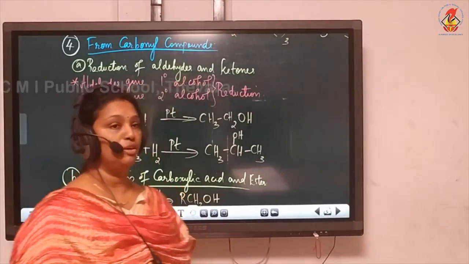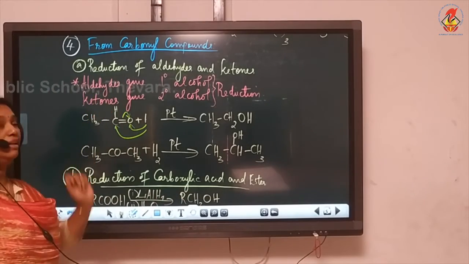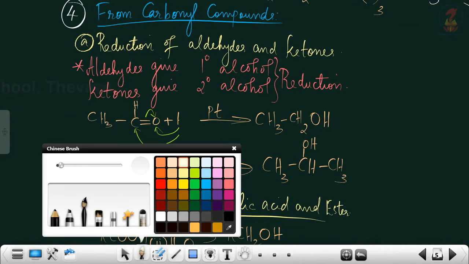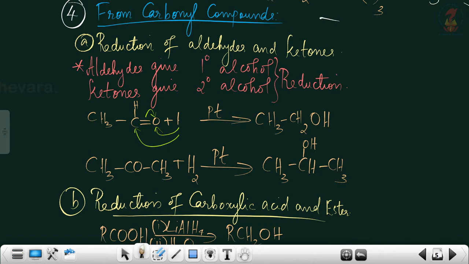Next is the preparation of alcohols from carbonyl compounds. Carbonyl compounds, general formula is C double bond O. So we have aldehydes, ketones, carboxylic acids and esters which contain carbonyl group. So we are going to prepare alcohols from carbonyl compounds. First we are going to prepare alcohols from aldehydes and ketones. Reduction of aldehydes and ketones give alcohol.